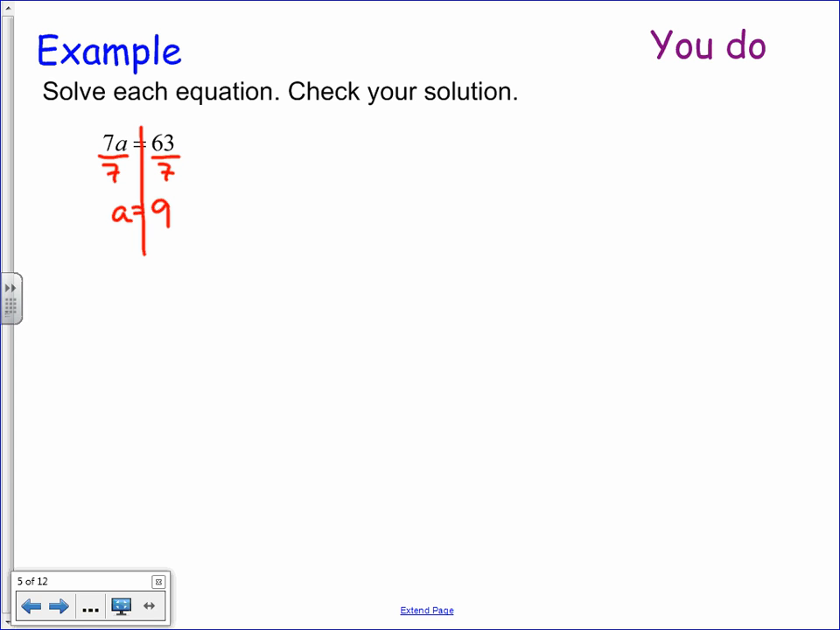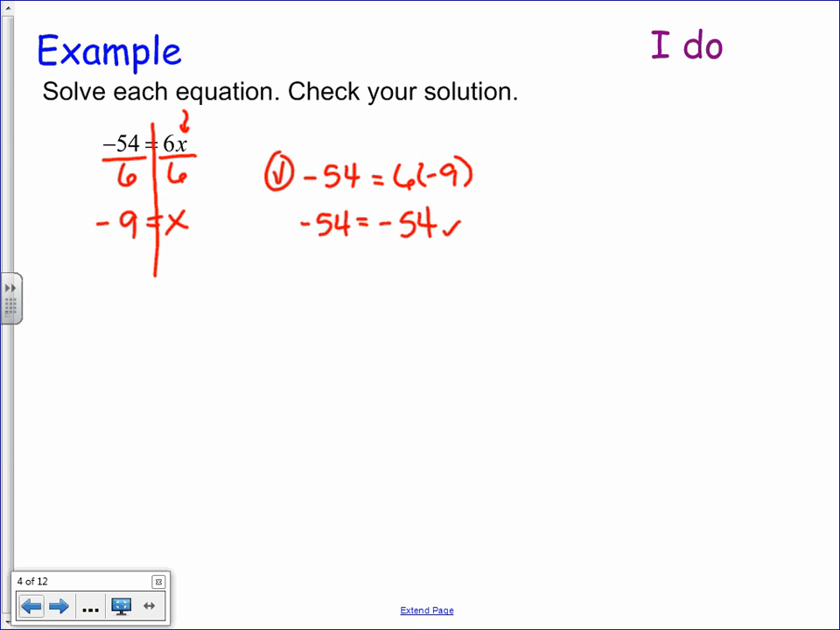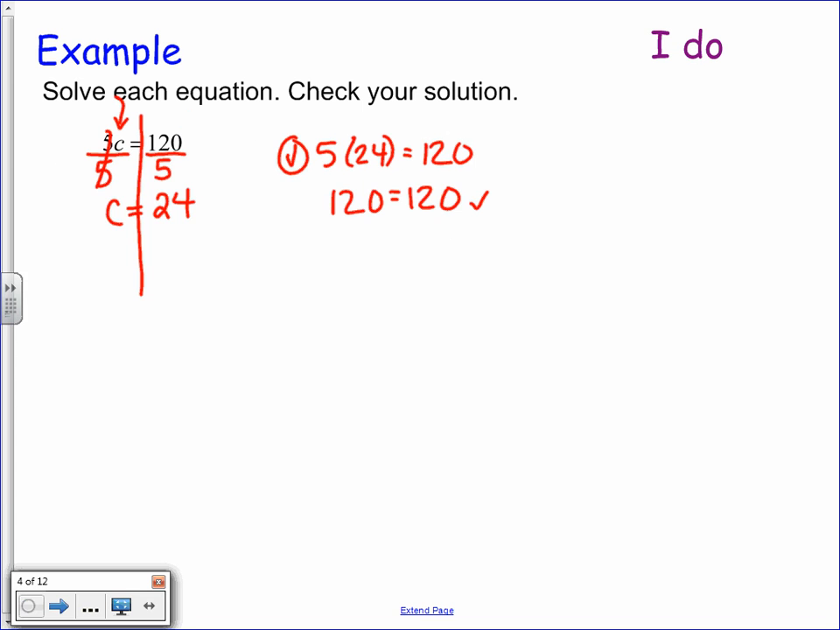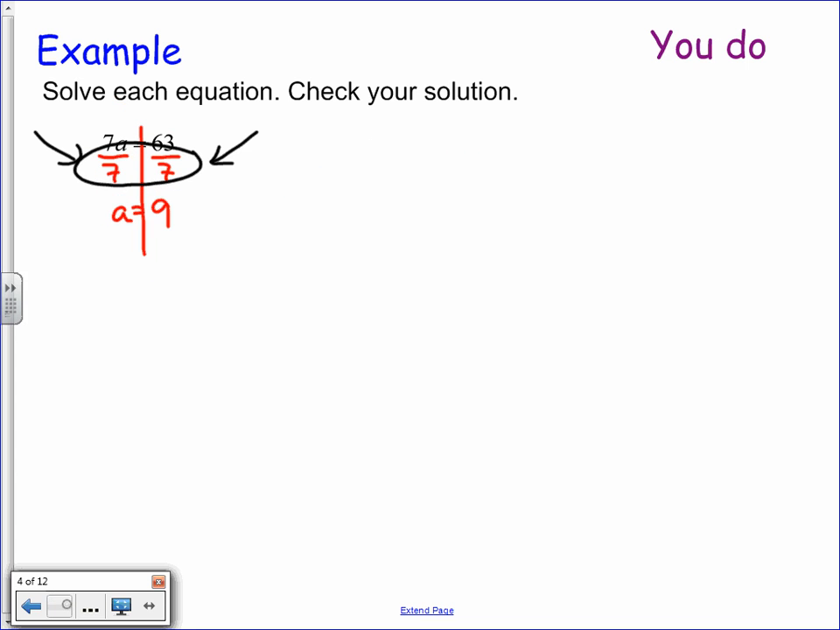9. Now I want to take a minute real quick. I don't want this step right here to be done in your head. I want to see you actually write down your dividing by 7 here. And the same thing up here with these problems before. I want to see you divide by 6. I want to see you divide by 5, okay? So all these steps need to be shown before we go on, and that'll be important in later lessons.